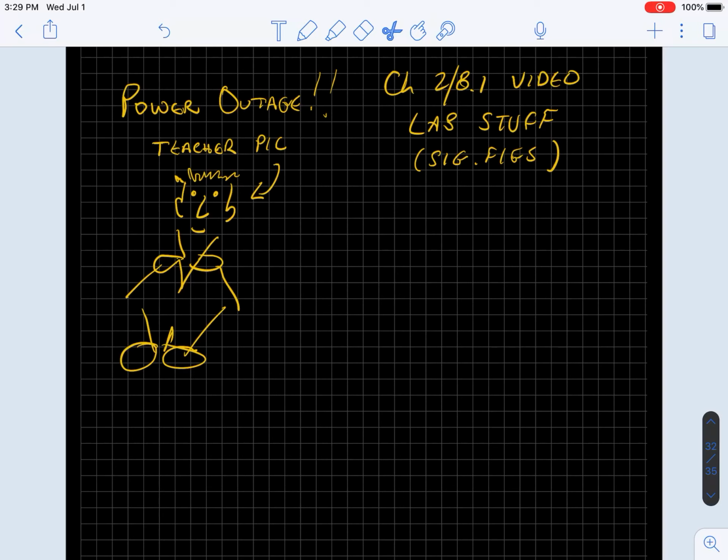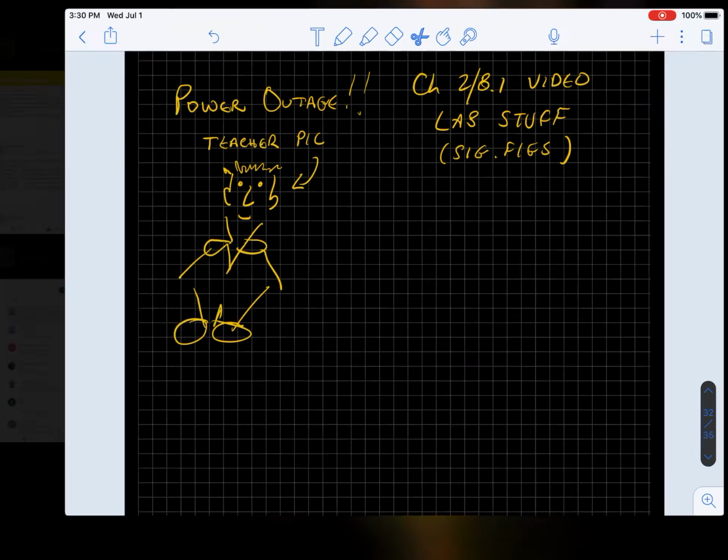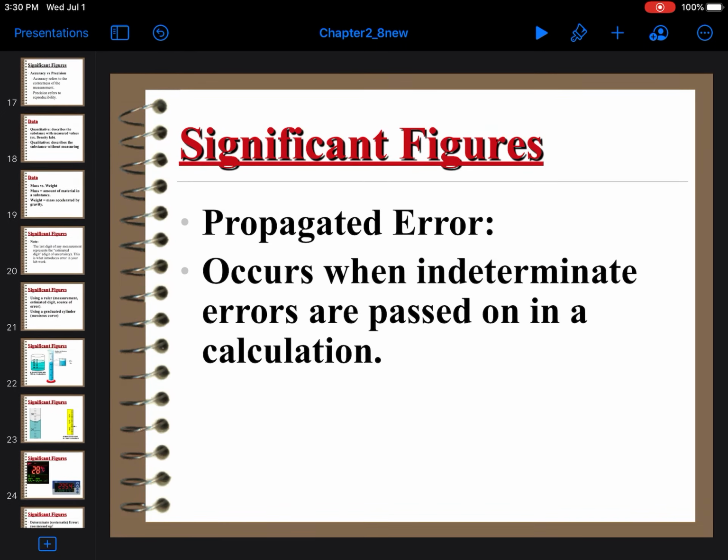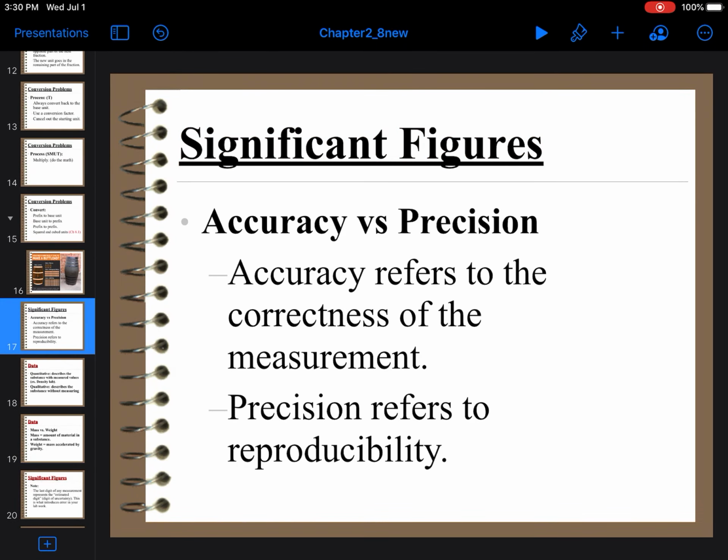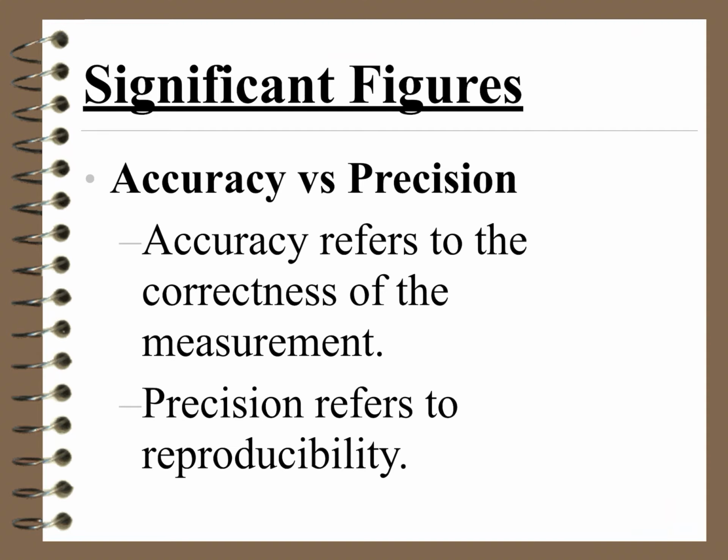And this video is about accuracy and precision, leading into something called significant digits. And it really talks about lab work and lab methodology. So I'm going to start with a definition of accuracy and precision and then proceed from there. All right. Accuracy versus precision.